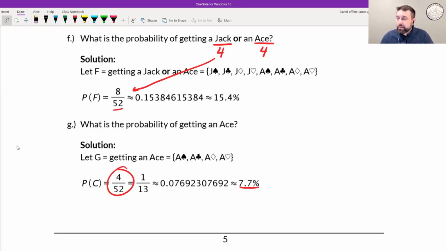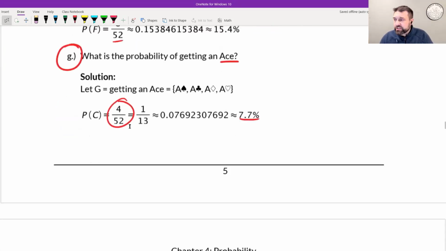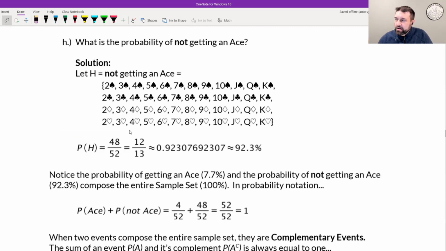Pretty easy. Now let's ask a different type of question, and this is off of G. What is the probability of getting an ace? 4 out of 52. What is the probability of not getting an ace? So this idea of not getting an ace, we could do this two ways.